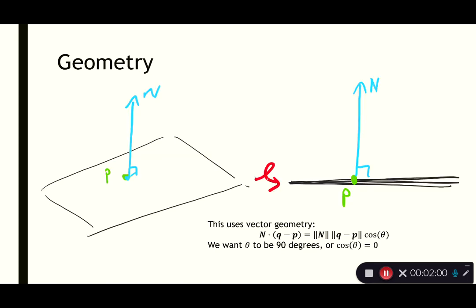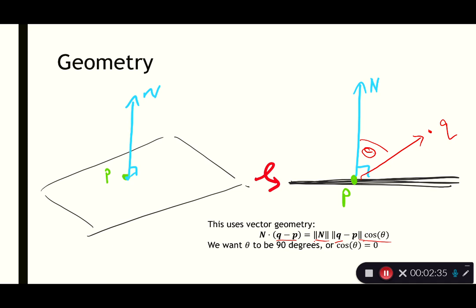And geometrically this has a particular meaning. If I have some other random point q that's floating out here, and I want to know if q is on the plane, here's how I find out. I draw a vector from p to q. That's this vector q minus p that we see in the equation. And then I take the dot product. The dot product is always the length of the normal times the length of this vector q minus p times the cosine of the angle theta that they make between them.